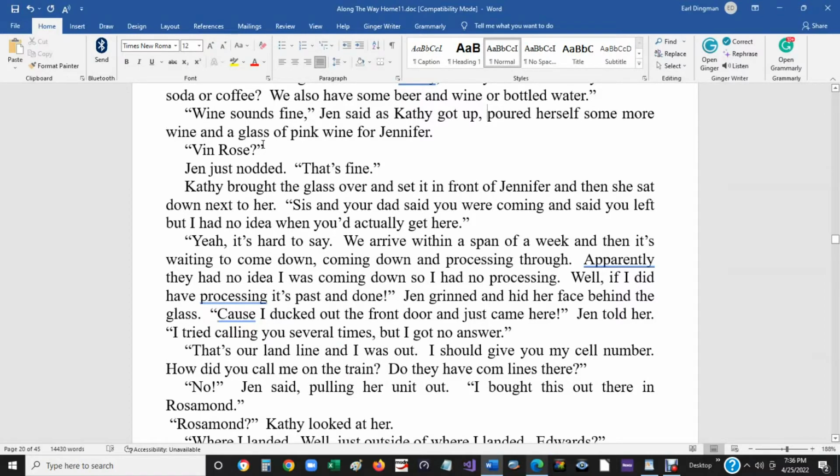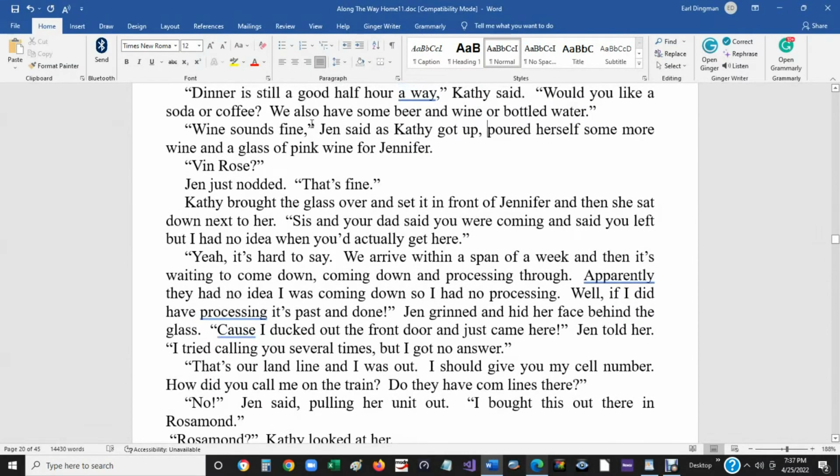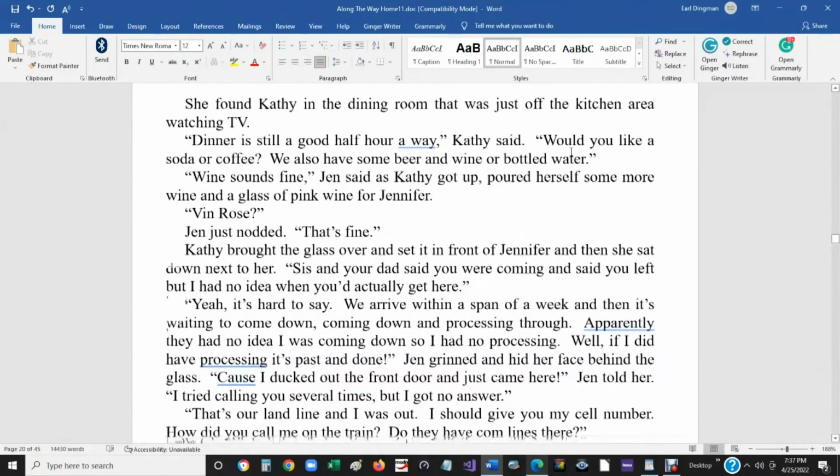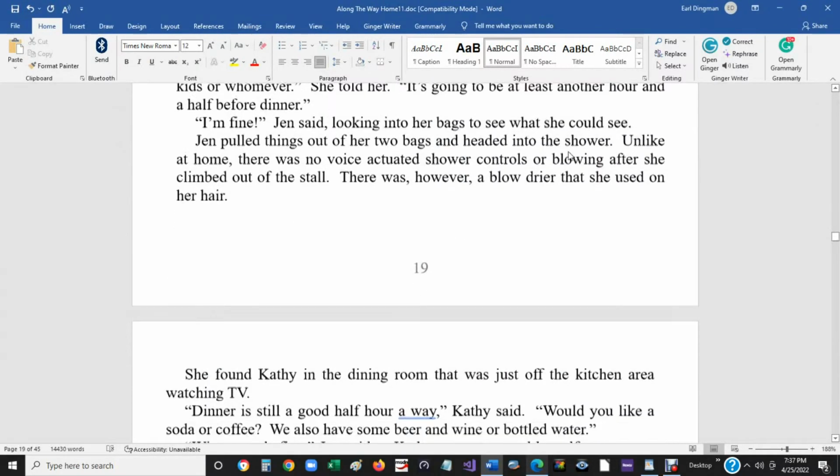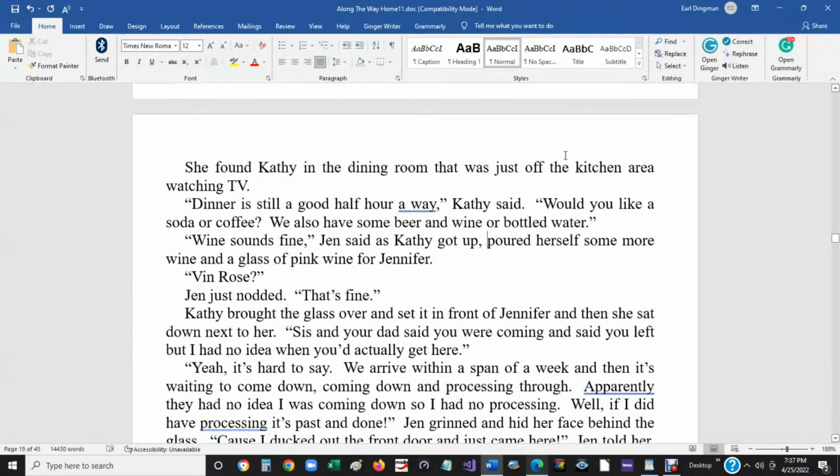Okay, we take that out and add a comma. "Jen said as Kathy got up, poured herself some more wine, and a glass of pink wine for Jennifer." We don't need pink wine because in the next sentence, Kathy's going to say, with a question mark, "Vin rosé?" She poured the wine without thinking that maybe Jen doesn't like it, but vin rosé is a pink wine, so it's being redundant. You don't want to be redundant in your writing.